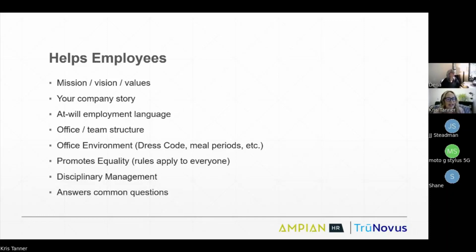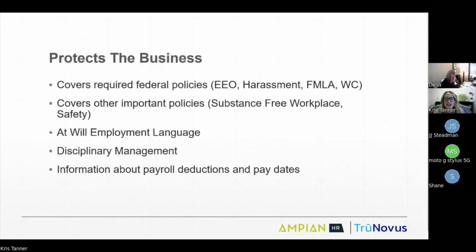Okay, next, how does it protect you? Those of you that are in an ownership or a leadership position, we're going to talk about how the handbook protects you and what you get out of it. First, and highly important, is that it covers required federal policies. So there are some policies that as an employer, you are required by federal law to abide by.